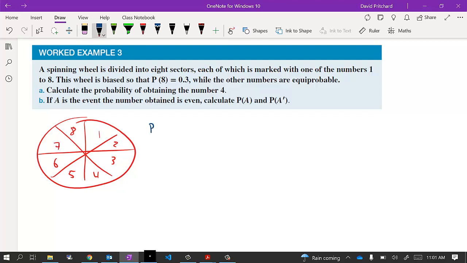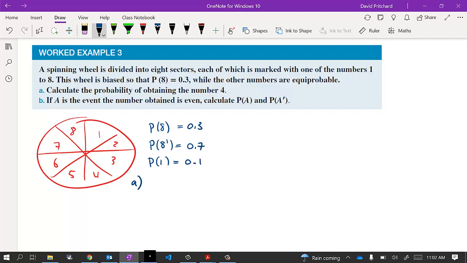The wheel is biased, so the probability of getting an 8 is equal to 0.3, while the other numbers are equiprobable, which means they're all the same. So that means that the remaining numbers take up that. So probability of not 8 will be 0.7. And because there's 7 numbers adding up, that means that probability of 1, for example, would be 0.1. So let's answer the questions.